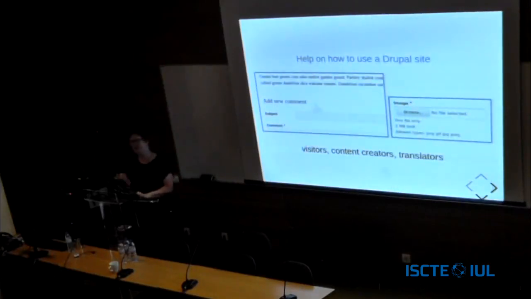And there's some help text for how to use some functionality on the Drupal site. That's, for example, something like add a new comment, which, by the way, you can't change the word comment here, even if your comment is called something different. It's information about what kind of image files you can upload, and which size. This is text that the visitors of your site or your project see, and content creators and translators work with.